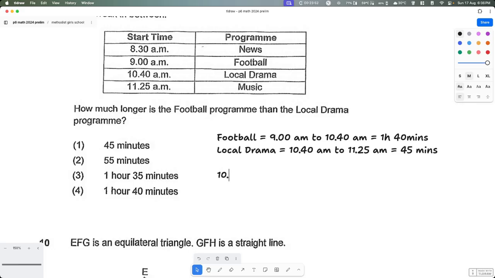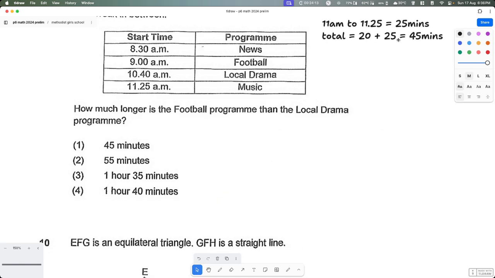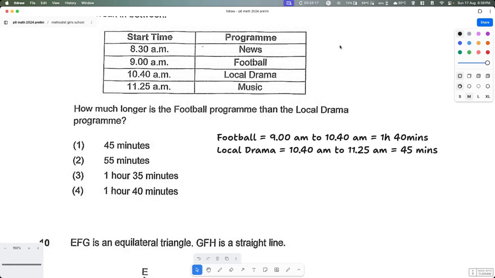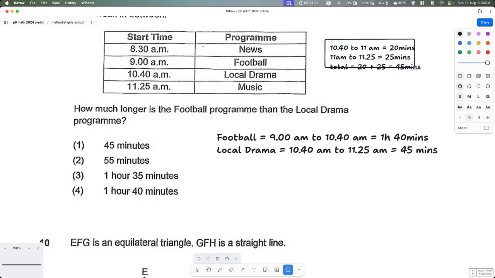So 10.40 to 11 a.m. is equal to 20 minutes. 11 a.m. to 11.25 is equal to 25 minutes. Okay, so that means the total is equal to 20 plus 25, equal to 45 minutes. I'm going to put this as another working by itself, like this, small.